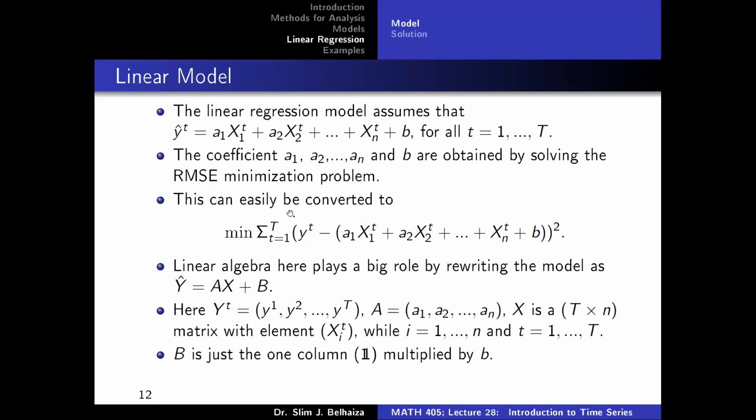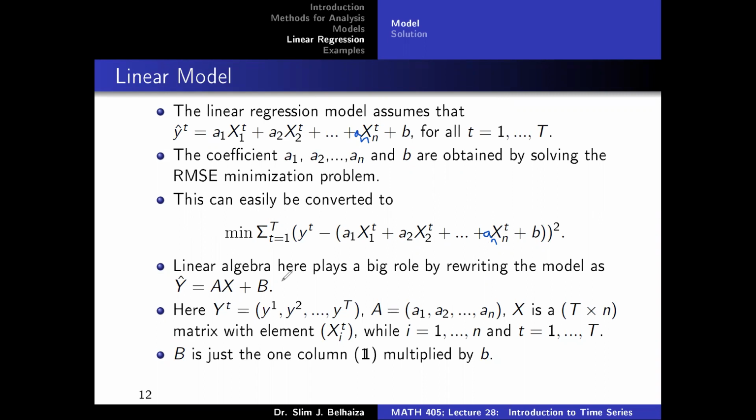And this could be easily converted to the following problem, where we substituted y hat by its linear approximation. So the minimization of the sum from t equals 1 till capital T of yt minus a1 x1t, a2 x2t till an xnt, here, which is missing, I'll add it here, and plus the bias b, all squared. So to make sure that we give more importance to larger errors and less importance to tiny errors. And this usually works quite well.